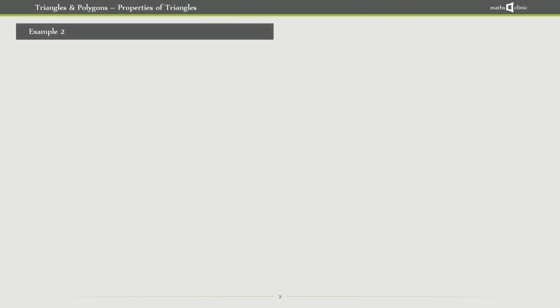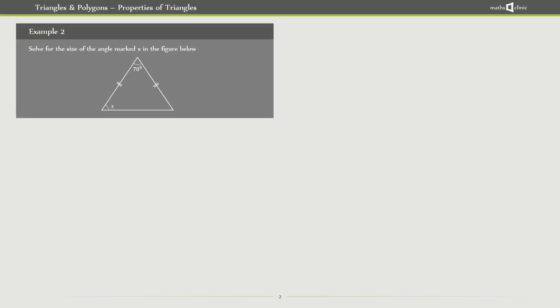Now, example 2. Example 2 says solve for the size of the angle marked x in the figure below. So we have this figure, and from the marks you can tell that this is an isosceles triangle, and we have the angle at the top as 70 degrees. The equal angles in this case are the angles at the bottom. So we have x as one of those angles, and then we have another angle. We've been asked to solve for x. How do we go about doing that?